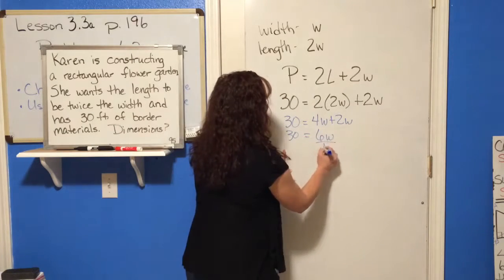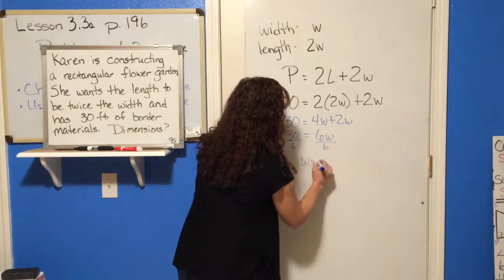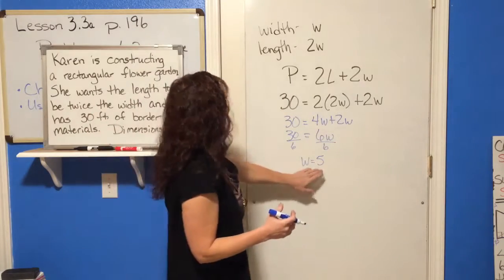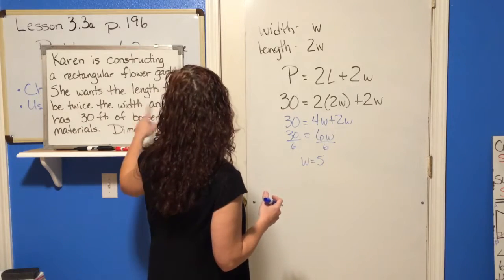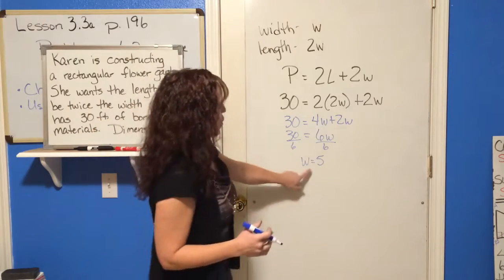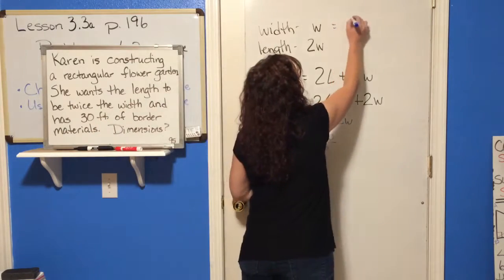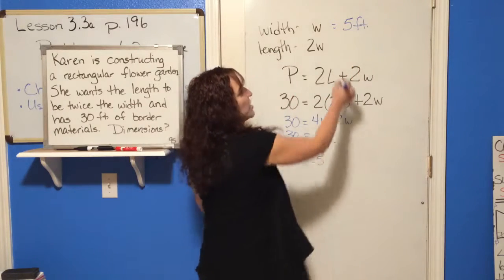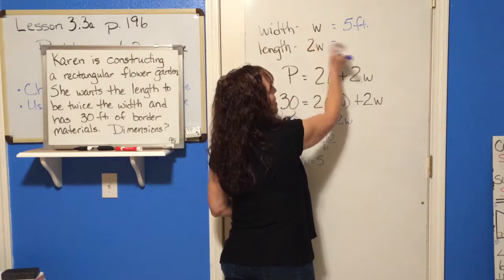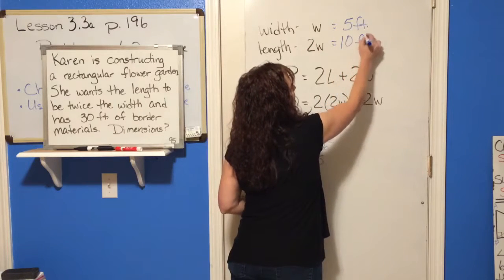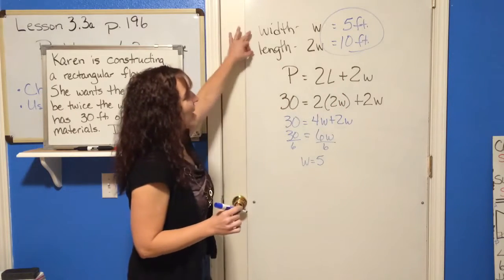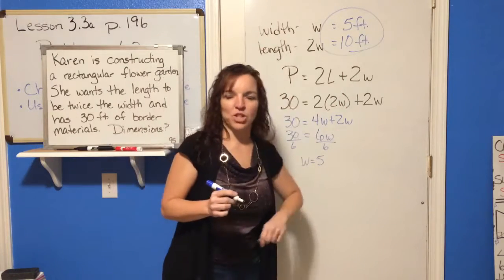So divide by 6. W now equals 5. And now we're not done yet. So 5 is going to be, let's see, 30 feet. So the width is 5 feet. And the length is going to be twice that. So 5 times 2 is 10 feet. And there is your final answer. And you've got to have it labeled with what it matches up to.